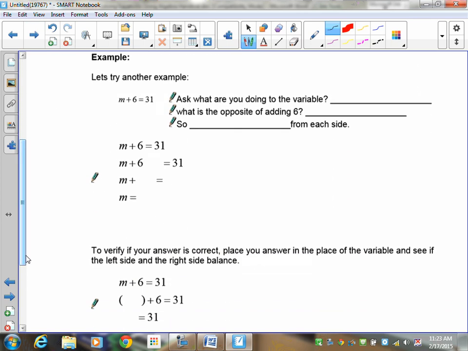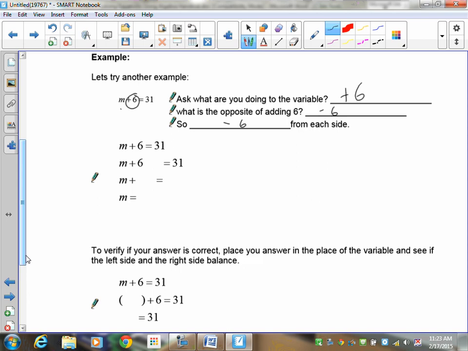M increased by 6 is 31. What am I doing to the variable? Well, you should have recognized that here's the variable. This is what I'm doing to it. I'm plussing 6. So what is the opposite of adding 6? We're going to subtract 6. So we have to subtract 6 from each side. So what does that look like?